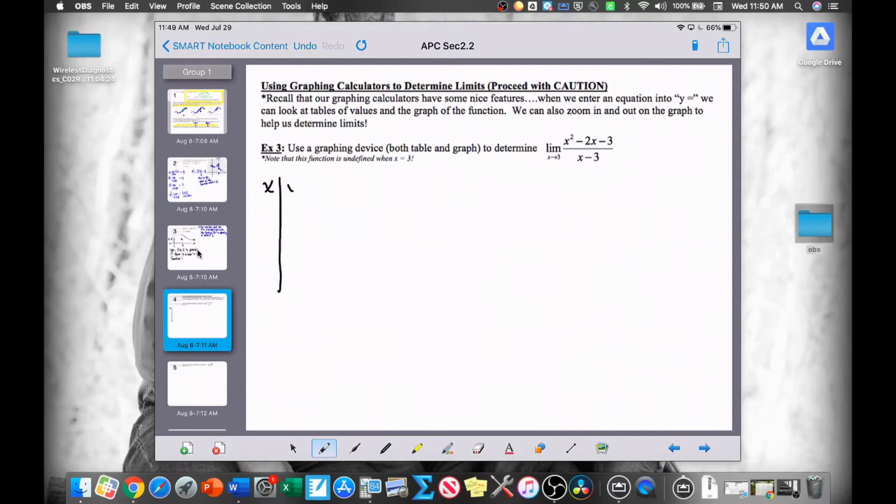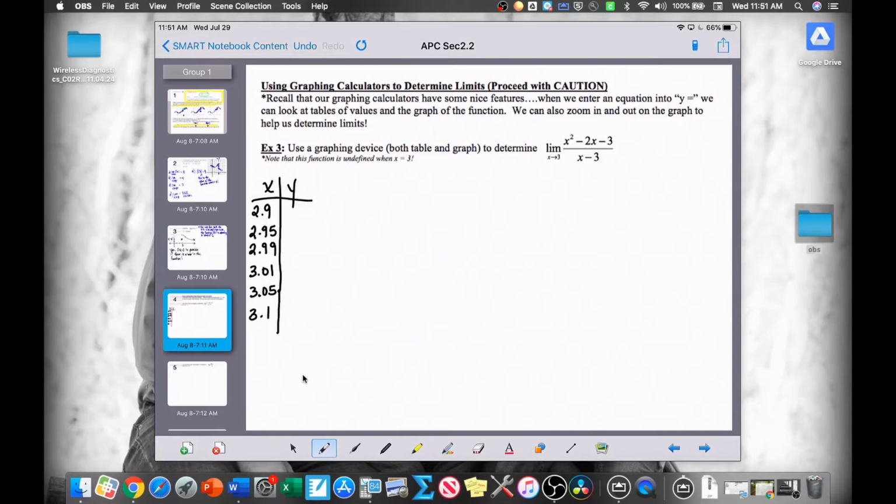So I've got my x values and I've got my y values. And if my limit is going to be as x approaches 3, then I want to look at numbers that are approaching 3 from the left side and from the right side. So numbers that are a little bit smaller than 3, as well as numbers that are a little bit larger than 3. So smaller than 3, I'd maybe say 2.9, and then 2.95, and then 2.99, okay? And then larger than 3, I'd say 3.01, 3.05, and 3.1.